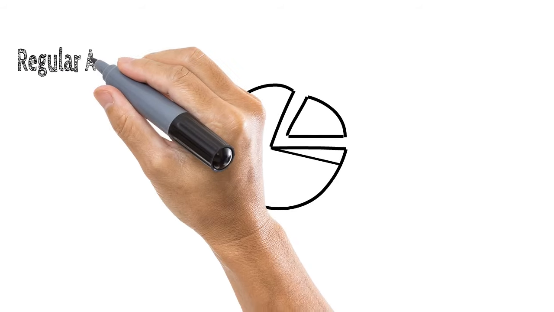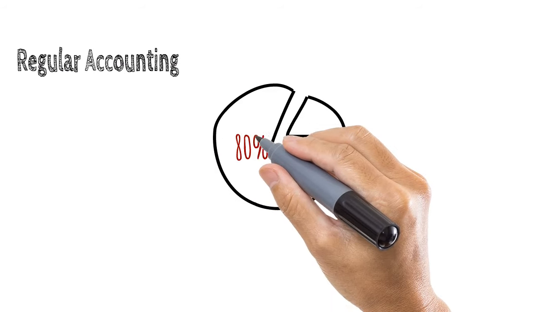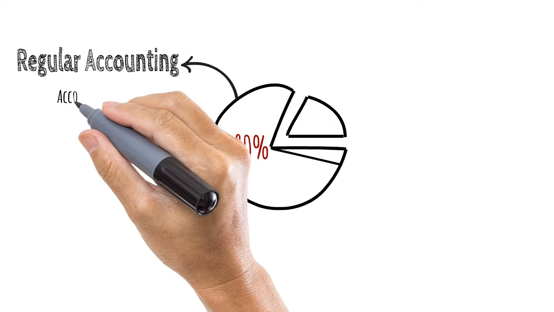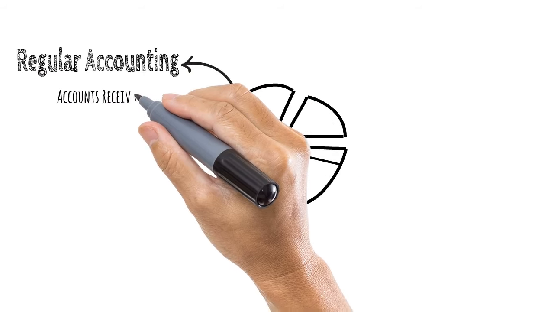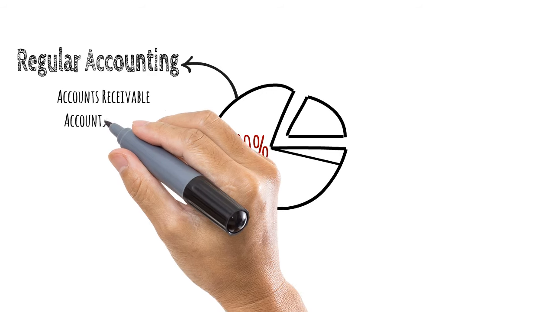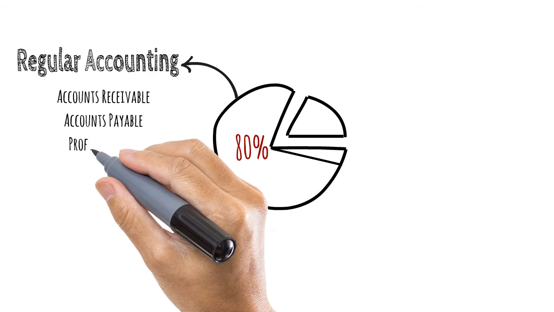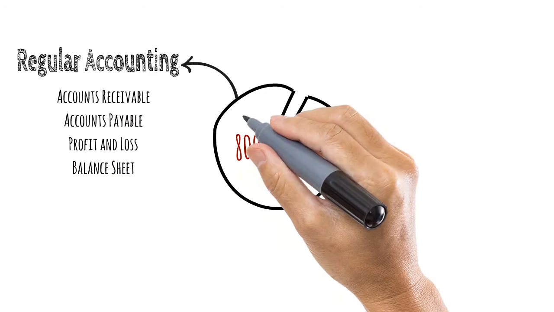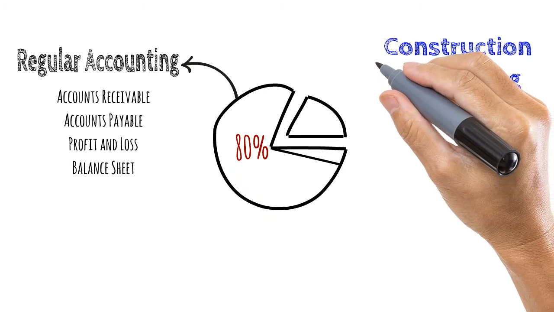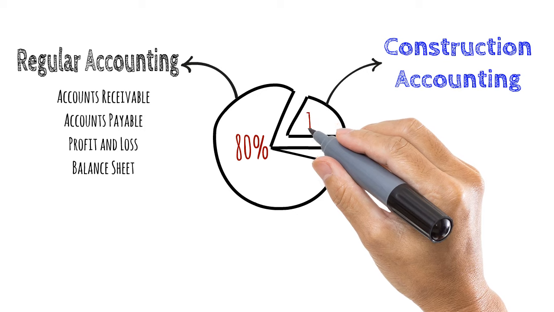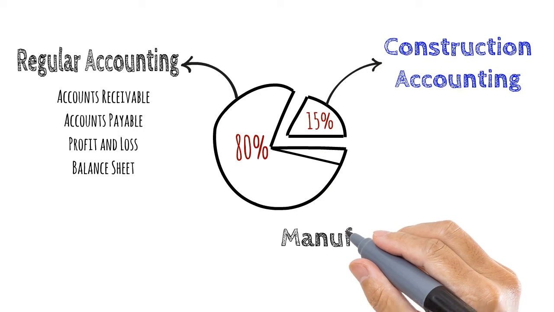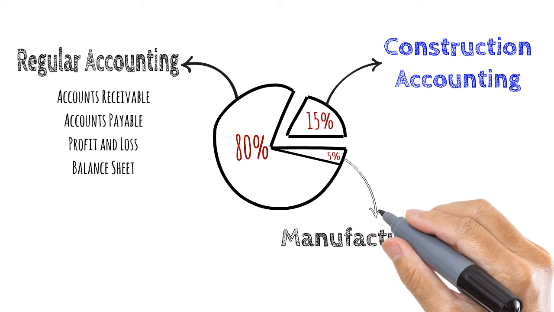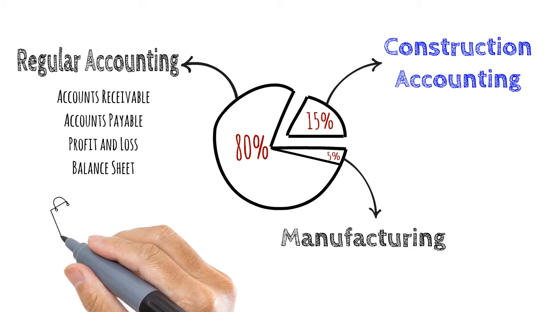Regular accounting is roughly 80% of all accounting for business in the world and is concerned with the basic financial reports, which are used for preparing annual tax returns and some rudimentary management decisions. It is practically all that is taught in schools, colleges, and universities. Construction accounting is roughly 15% of all accounting, and accounting with manufacturing makes up roughly 5%, so it is given very little attention in schools.